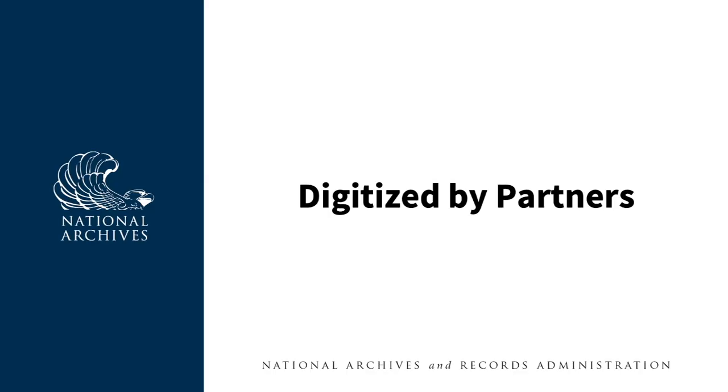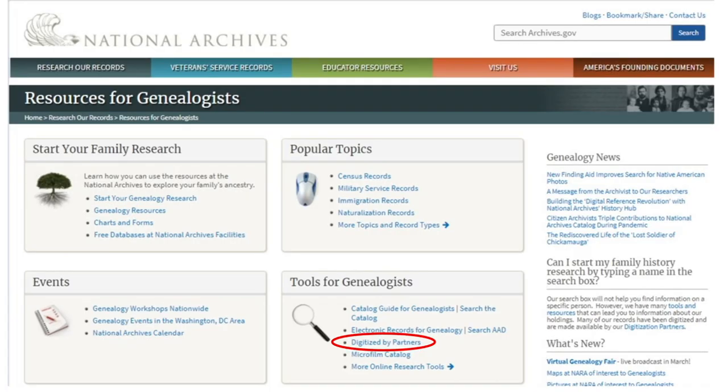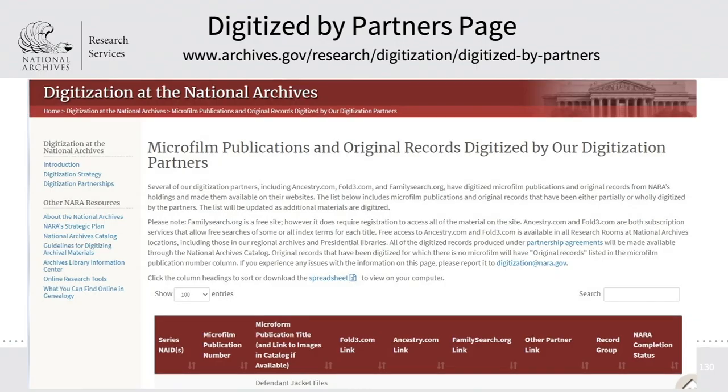So how can you find out what records have been added to the catalog? Well, for NARA's records that have been digitized by Ancestry.com, FamilySearch, and Fold3, under the partner agreements, you can use the Digitized by Partners page. To get to the Digitized by Partners page, click on the link under Tools for Genealogists on the main genealogy page. So this is what you'll see when you get to the page.